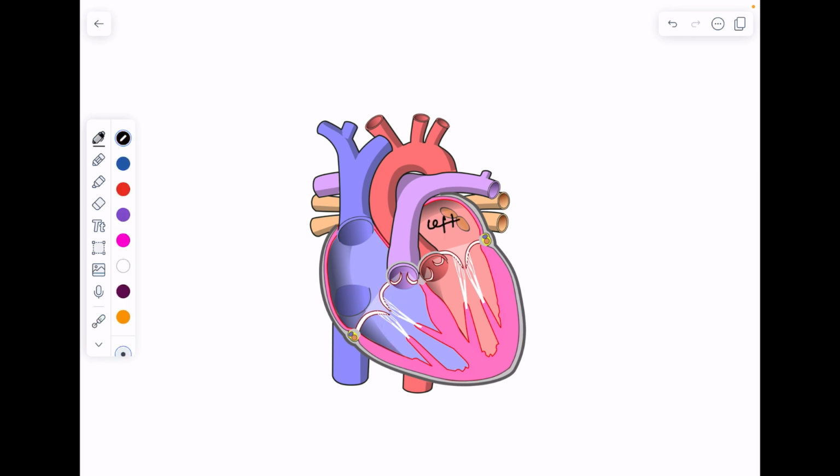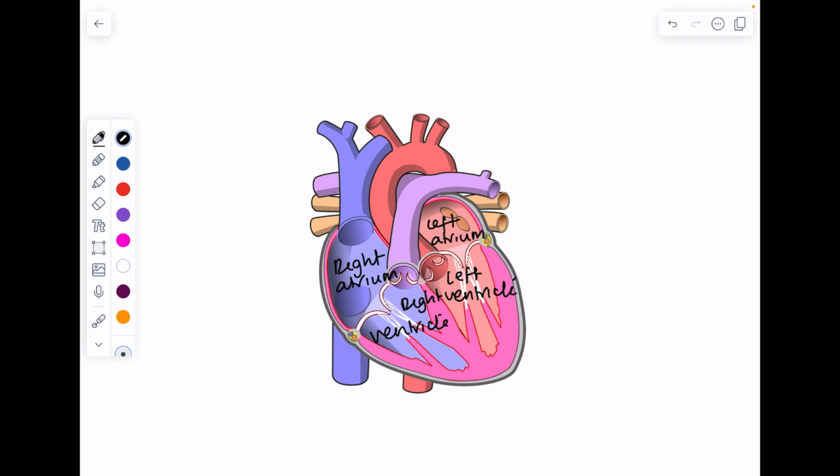So the left atrium, left ventricle, right atrium, right ventricle.